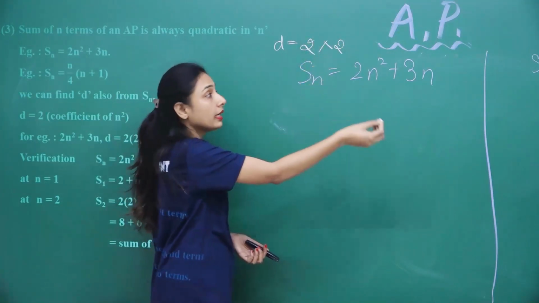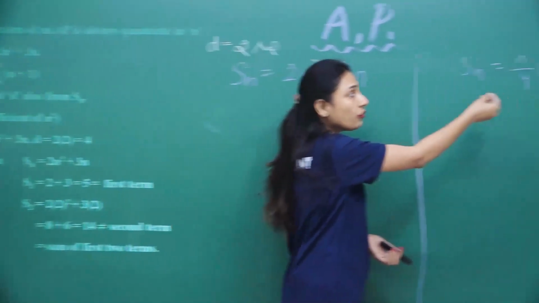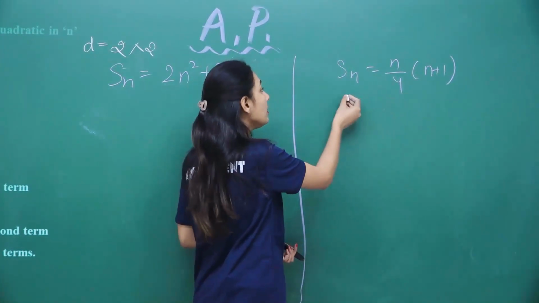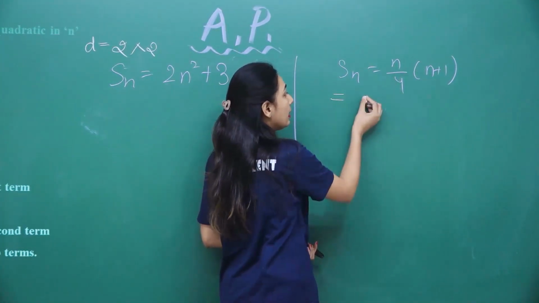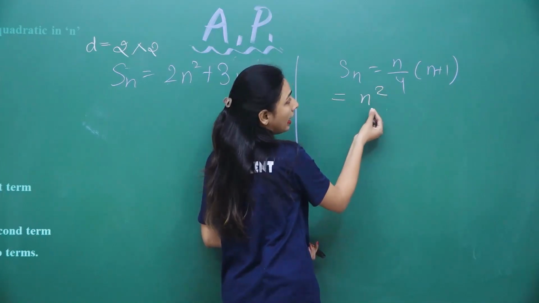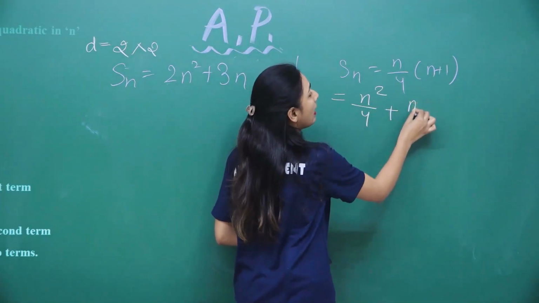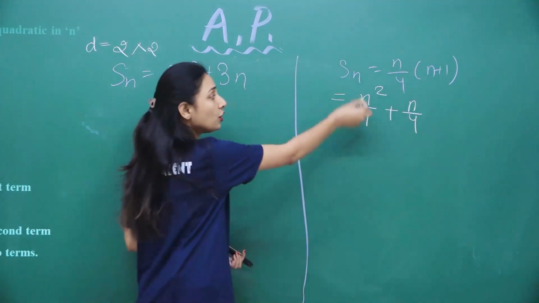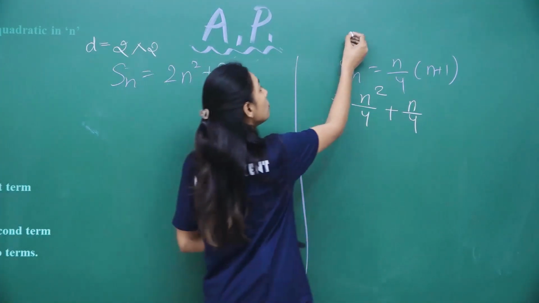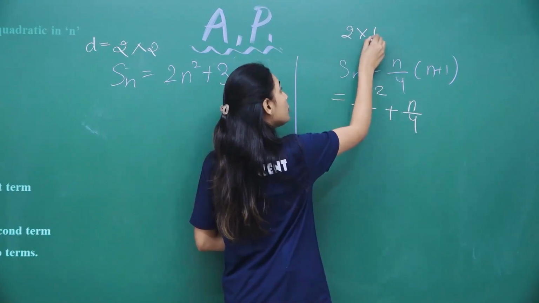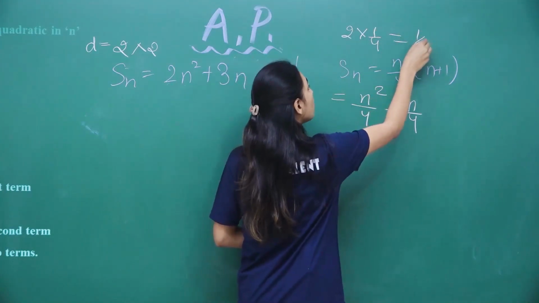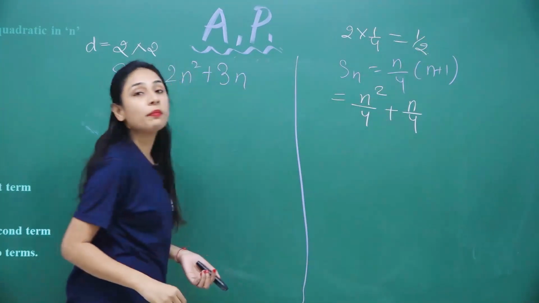So, now here D will be 2 multiplied by the coefficient of n square, which is 2, so 2 multiplied by 2. In the second, the coefficient of n square is not clearly visible, but I can convert this as n square by 4 plus n by 4. So, the coefficient of n square is 1 by 4. So, 2 multiplied by the coefficient of n square will be 1 by 2.